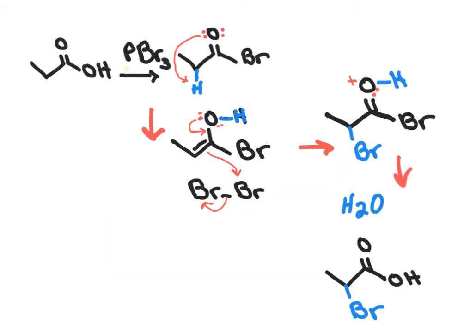PBr3 converts the carboxylic acid into an acyl bromide, which is in equilibrium with its enol. Bromination of the enol forms a protonated alpha brominated acyl bromide, which is hydrolyzed to an alpha brominated carboxylic acid.